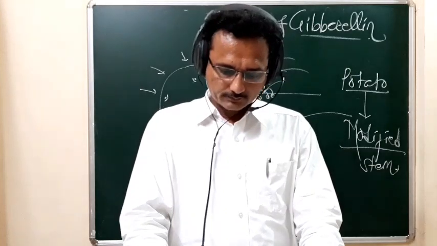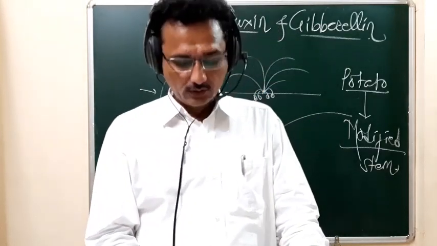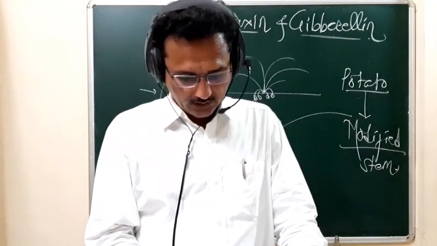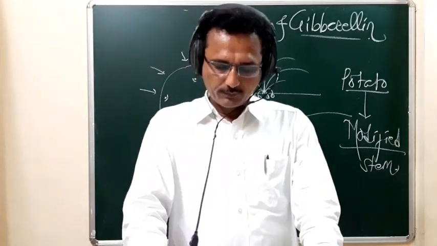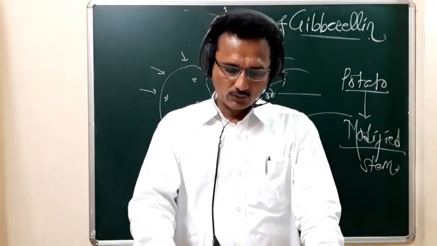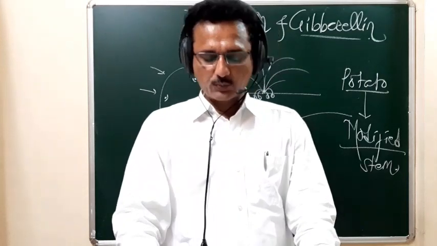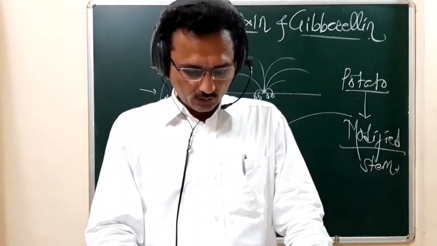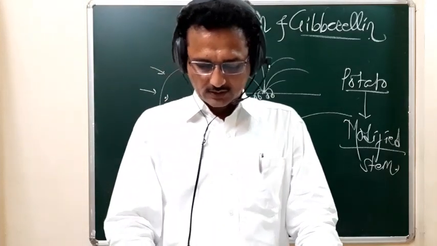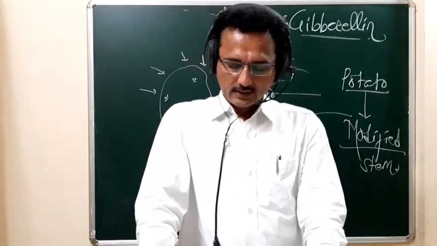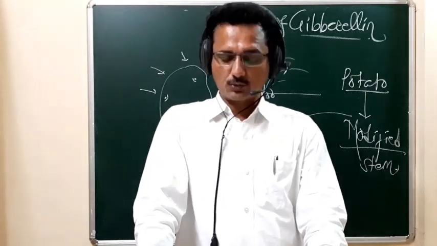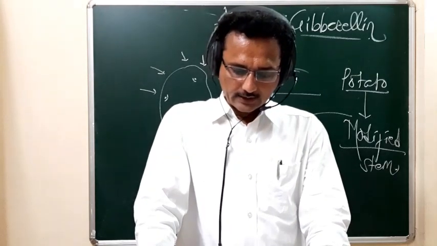Question 162. The site of maximum synthesis of auxin is: first option, mature root; second option, meristematic region of shoot; third option, endosperm; fourth option, leaves. So what is the site of maximum synthesis of auxin? It is the meristematic region of the shoot. So the second option is the correct answer.